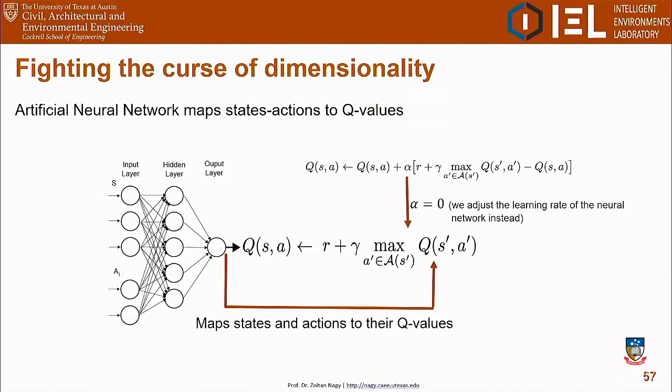The equation that I showed first was a bit different. It had a learning rate. When we use a neural network, we turn this learning rate into 0, because in reality we are using the learning rate of the neural network itself to perform the updates. So then the equation will look like this. And what we will adjust is the learning rate of the neural network in order to learn.